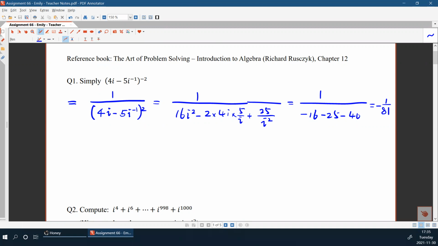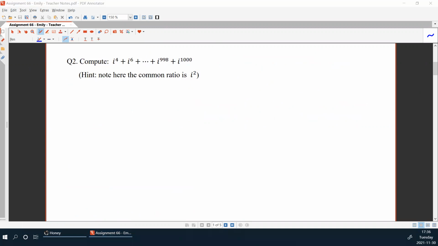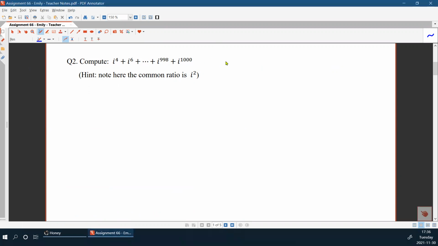All right. Next question. Question 2. So apparently this is a geometric series.